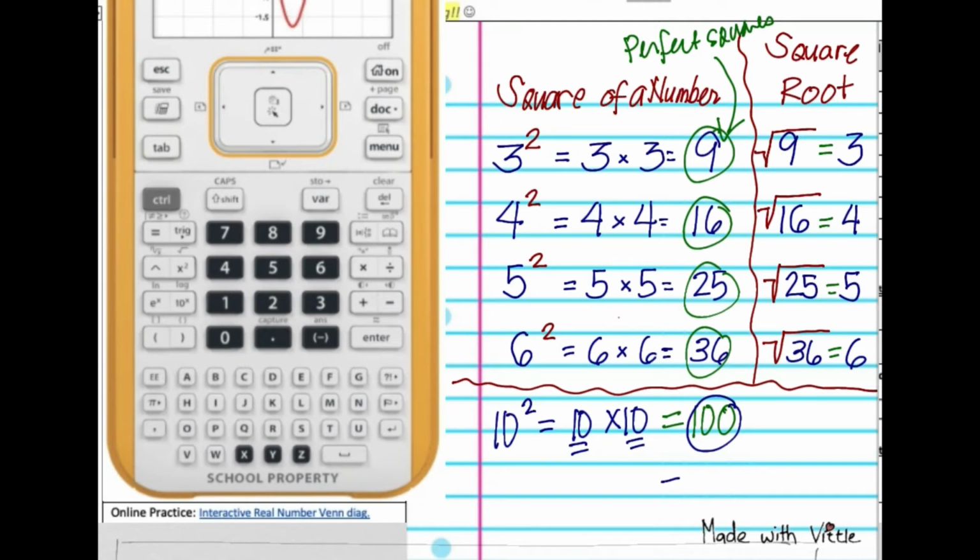Okay, give me another perfect square. All right, what about 144? It is a perfect square because what are the two numbers we multiplied to get 144? 12.